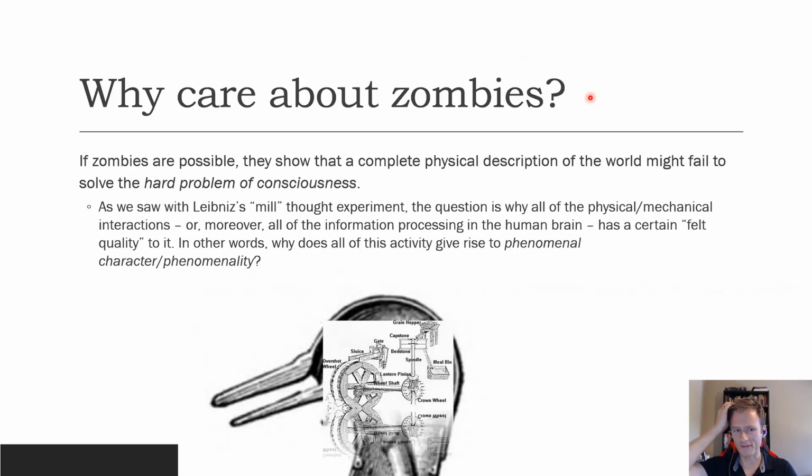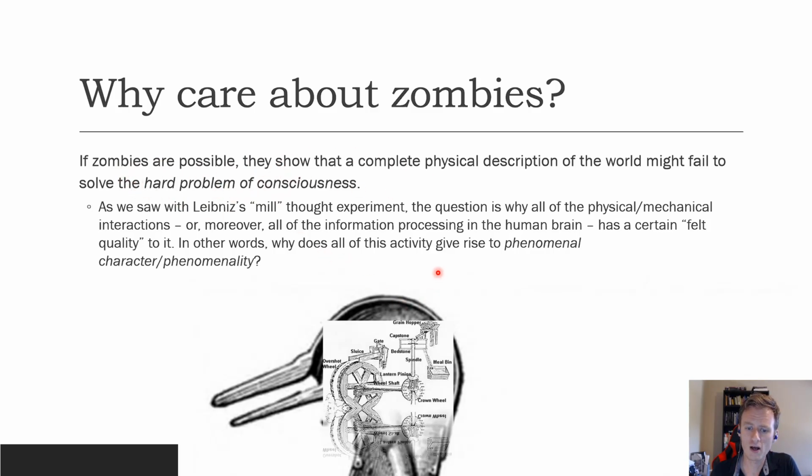So, okay, why should we care about these things? Well, here's the point, and here's what philosophers like David Chalmers have argued. If zombies are possible, they show that a complete physical description of the world might fail to solve the hard problem of consciousness. The hard problem of consciousness is an explanation of the what it's like of experiences. Not just the intentionality or the aboutness of them, or not just the fact that they have contents, but why it is that my experiences of red have that reddy feeling, and why my experiences of blue have the bluey feeling, and why pains feel that way, and why pleasures feel the way they do. That's the hard problem of consciousness.